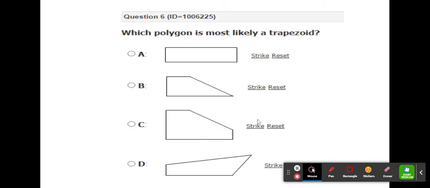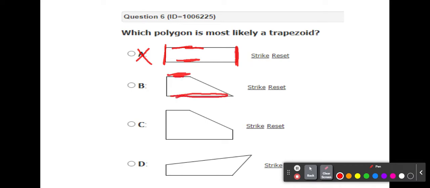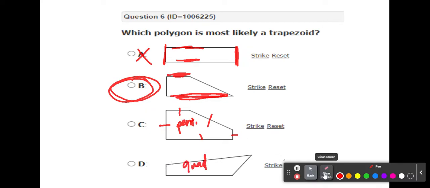Okay, question 6. Which polygon is most likely a trapezoid? Trapezoids, remember, only have one pair of parallel sides. So this one has two pairs. That's parallel, and those are parallel. So that's not a trapezoid. This looks like it's parallel to this. I'm pretty sure that's my trapezoid. This one doesn't even have four sides. 1, 2, 3, 4, 5. This is a pentagon. And this one is just a quadrilateral. It's the best name. So B is the trapezoid.